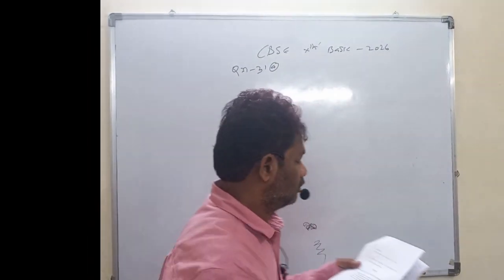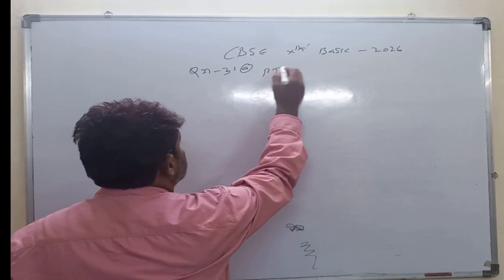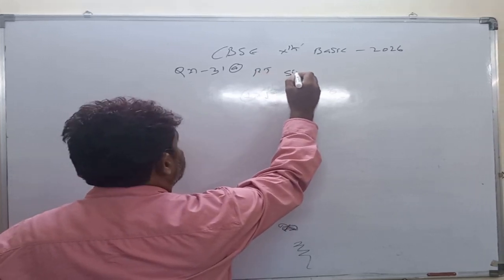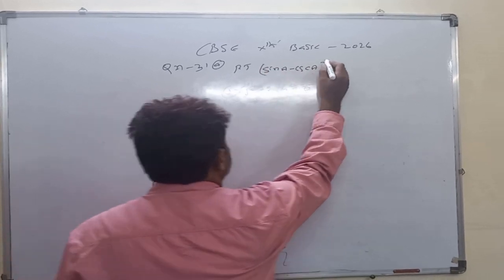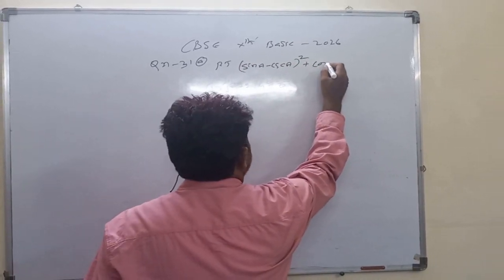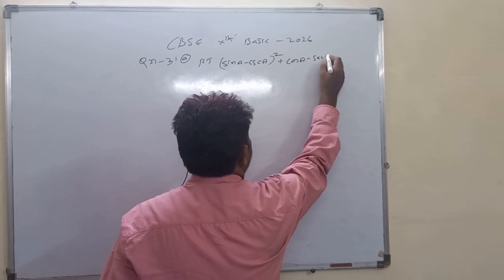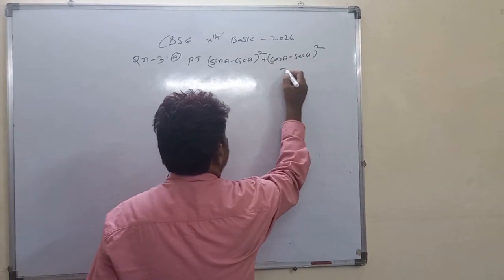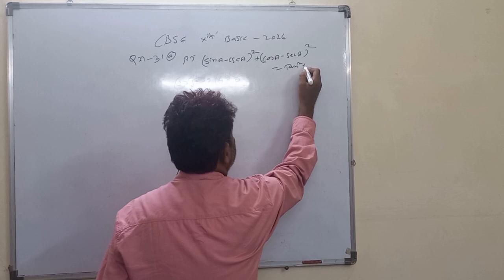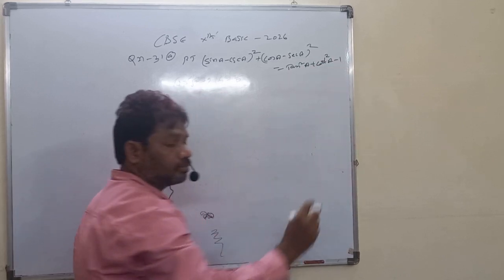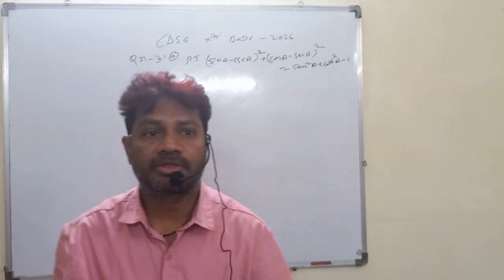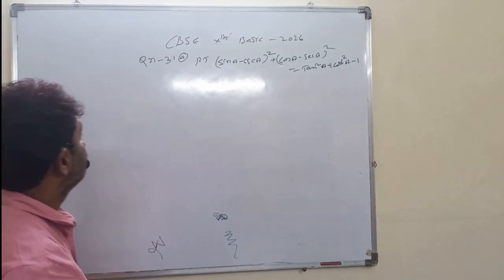Question given: prove that (sin A minus cosecant A) whole square plus (cos A minus secant A) whole square is equal to tan square A plus cot square A minus 1. Such type of question is there in NCERT.